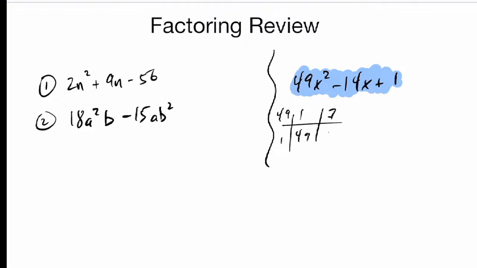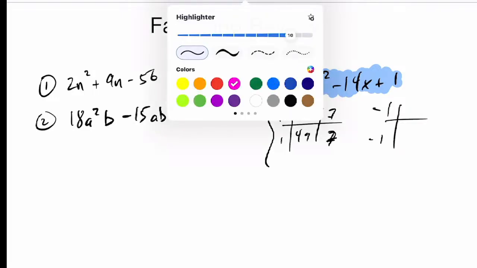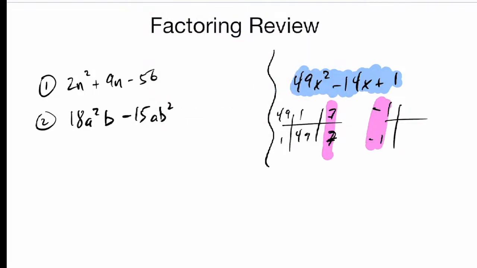Luckily, there's not a lot of combinations, because I need numbers that multiply to be 1, but because I need this minus 14, I'm going to have to add minus signs here. So I have to go through combinations. That's going to give me a minus 14, and that's going to be these two. So this factors into 7x minus 1 times 7x minus 1, which is exactly 7x minus 1 squared.